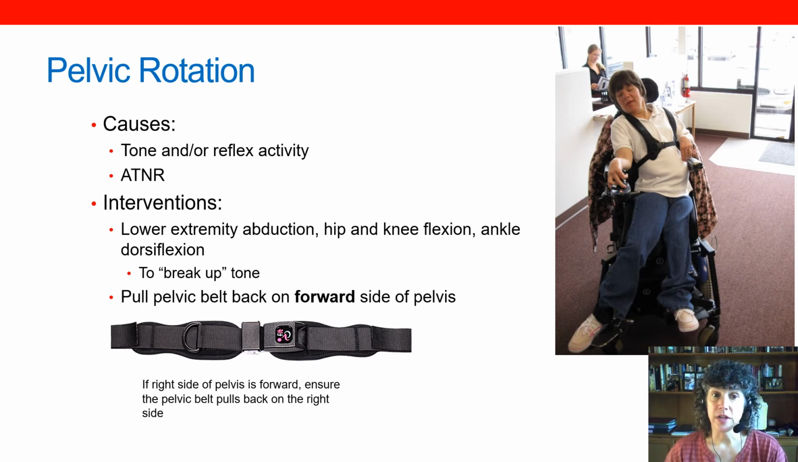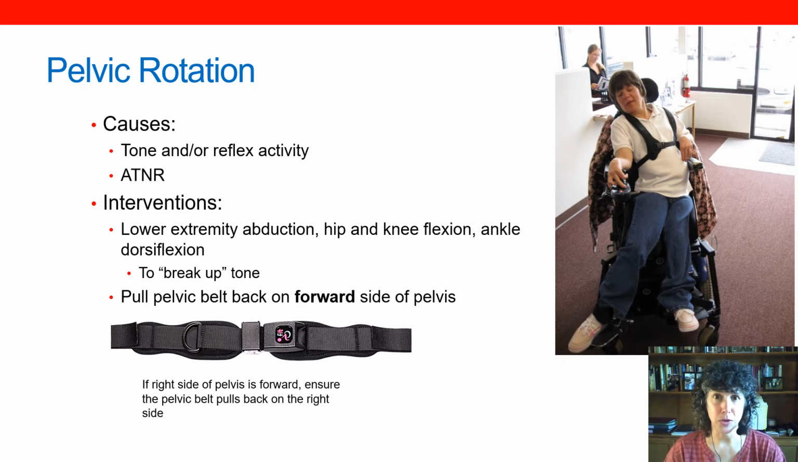So what do we do in this case when we have a lot of tone and perhaps this ATNR that's driving the pelvis forward? You can see here that Lynette's right side of her pelvis is quite forward of the left. Well, in general, when we position someone in some lower extremity abduction and flexion at the hips, the knees, and even the ankles, we can break up tone a bit. Just like when we're transferring someone, we use certain strategies so that our client is not straightening out during that transfer. So some of that can be helpful.